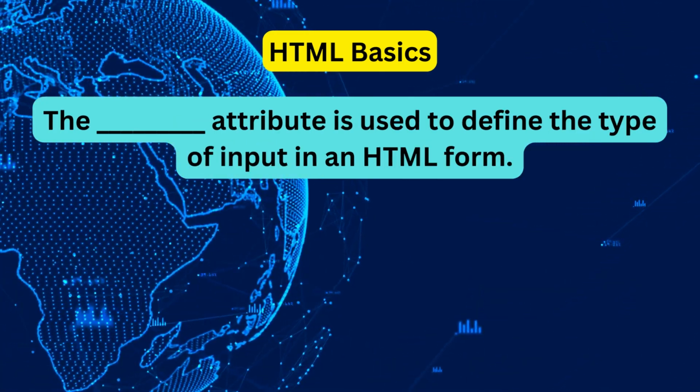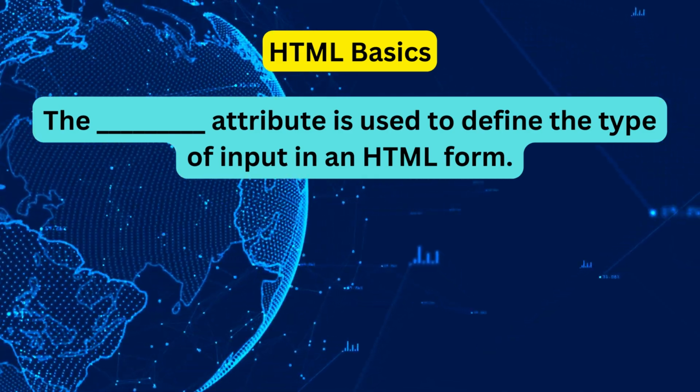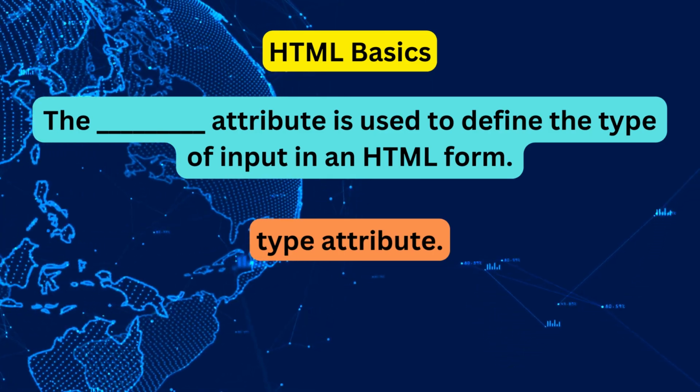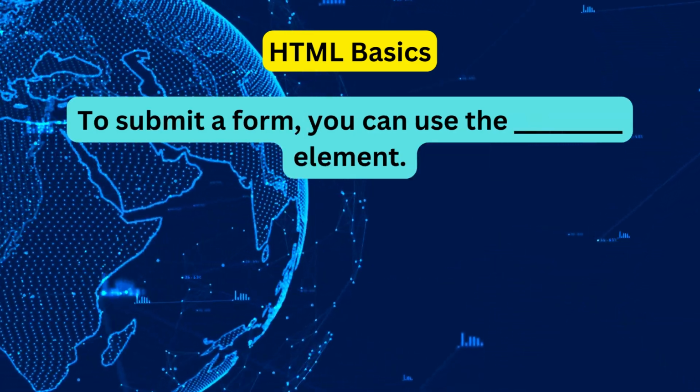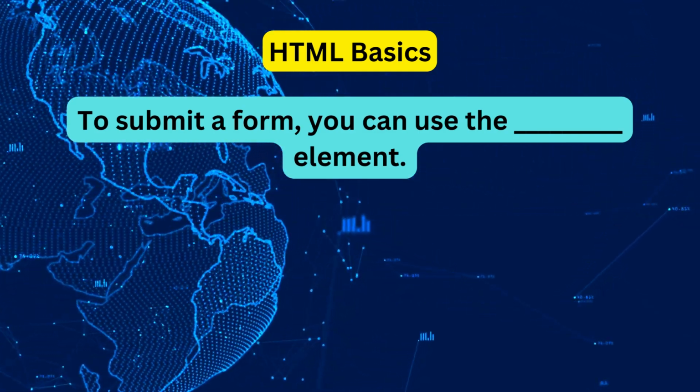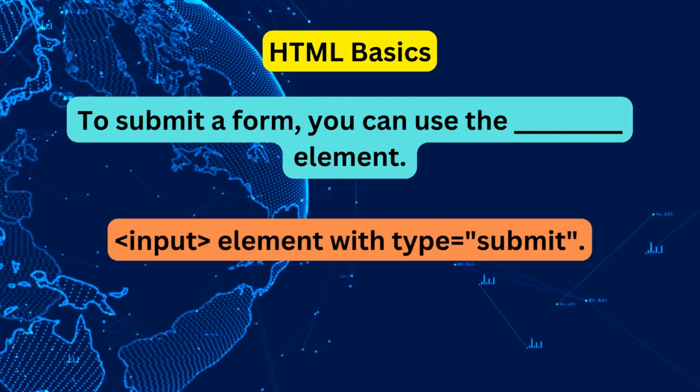The type attribute is used to define the type of input in an HTML form. Type attribute. To submit a form, you can use the <input> element. Input element with type equal to submit.